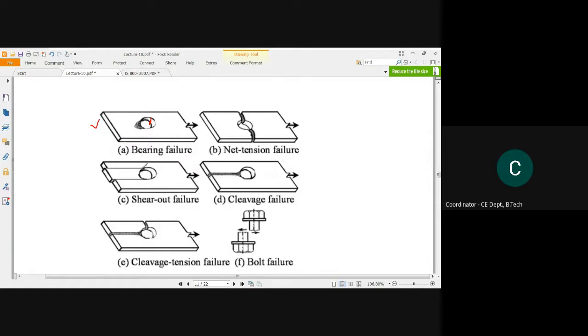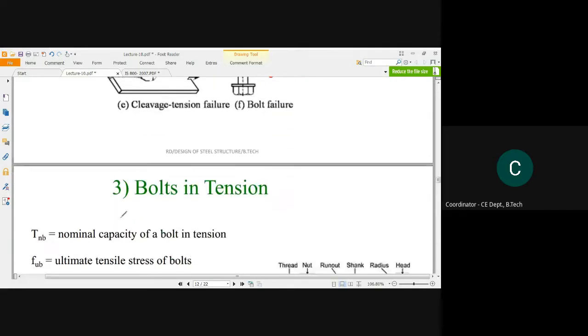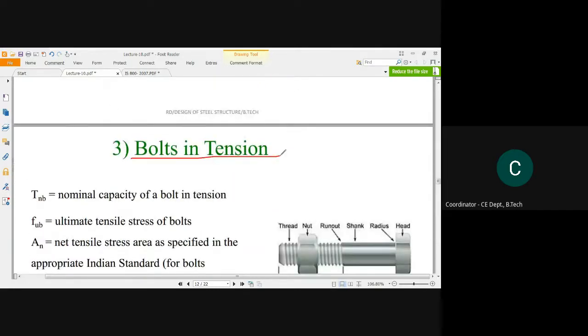Similarly, for shear failure, see, this total portion is getting cut out. So that is why we are considering the total area of the bolt which has been punched through this plate. Okay. Next type is the bolt failure pattern which I have shown. Next is the tension. So these are the very weak subjects for bolt.